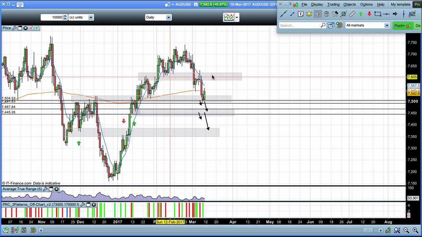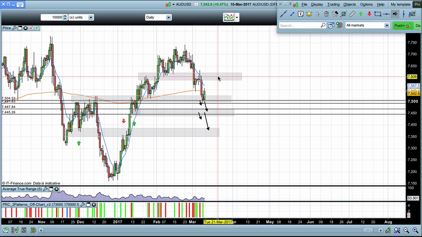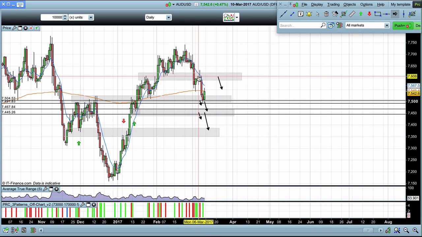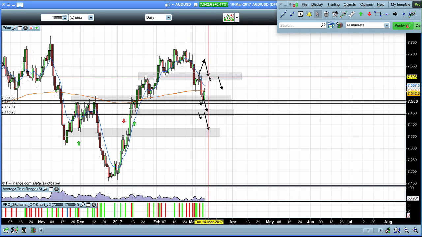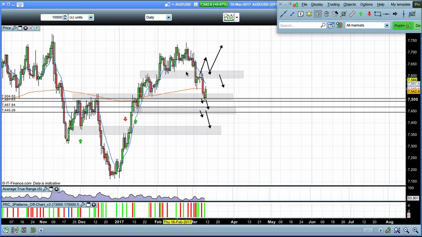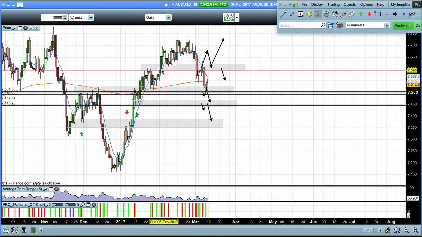I would prefer to look for those sell positions. Only if we really start to break above here strongly. I need to see a very, very clean break before I would consider buy positions. So that's really everything for the trading week ahead, guys.